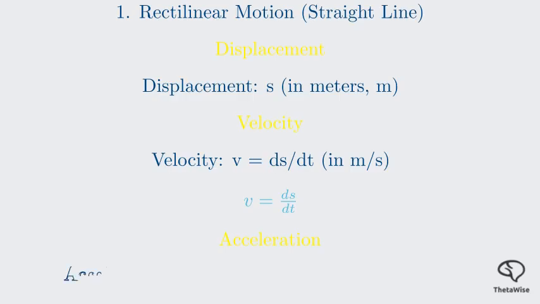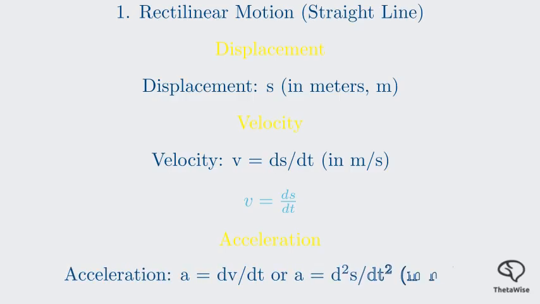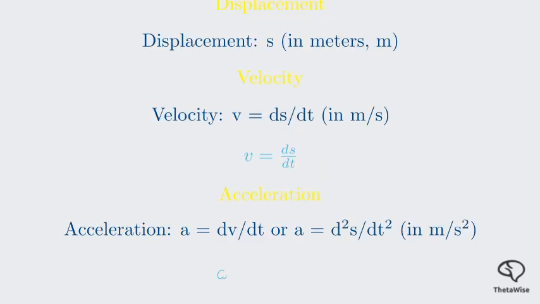Finally, we have acceleration, denoted by a. Acceleration is the rate of change of velocity. Similar to velocity, acceleration is the first derivative of the velocity function. Because velocity is already the first derivative of displacement, acceleration is the second derivative of displacement. The formula for acceleration is a equals dv/dt, or alternatively, a equals the second derivative of s with respect to t, written as d squared s over dt squared.